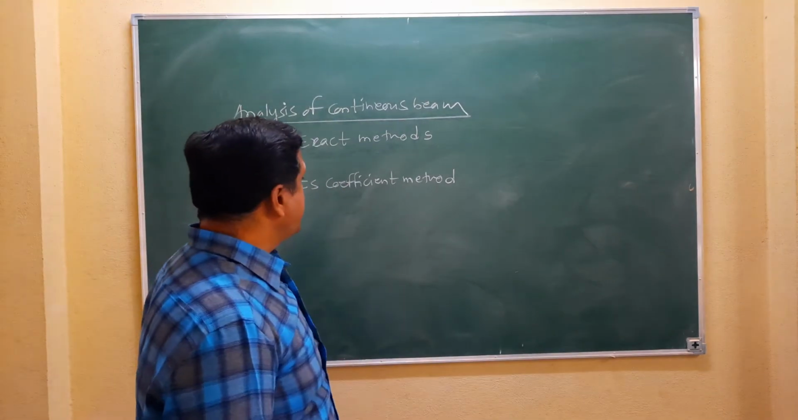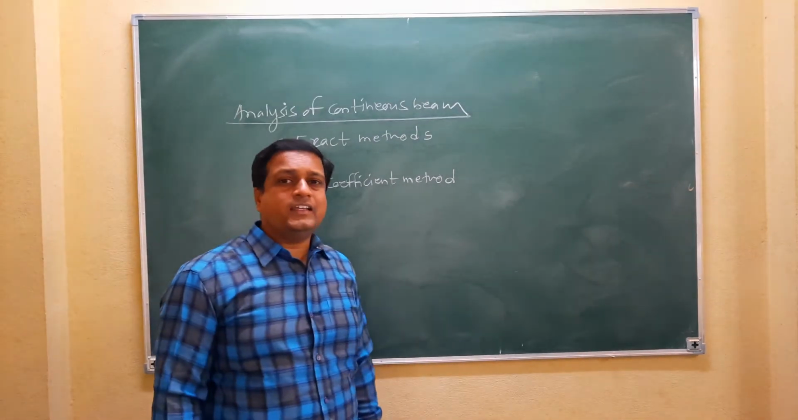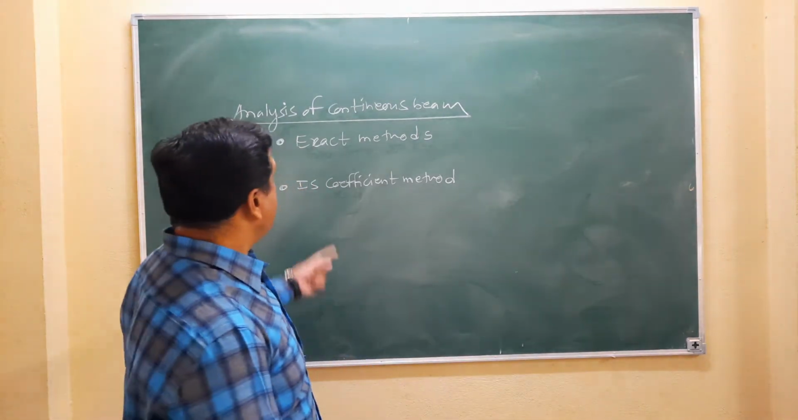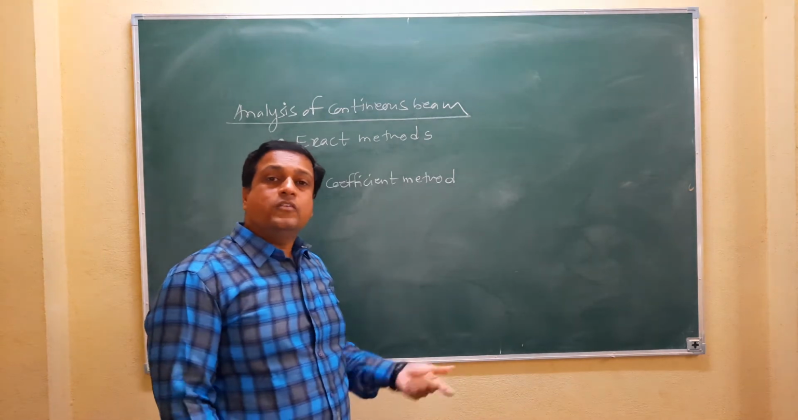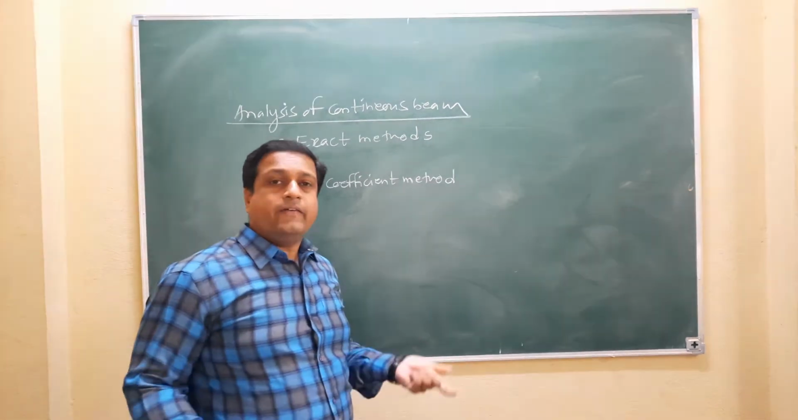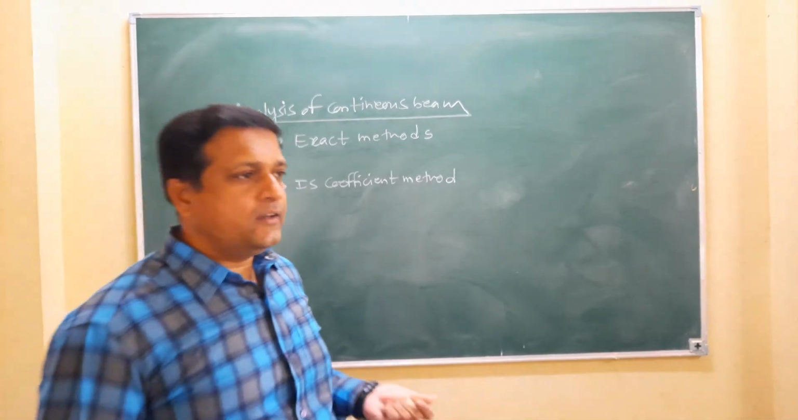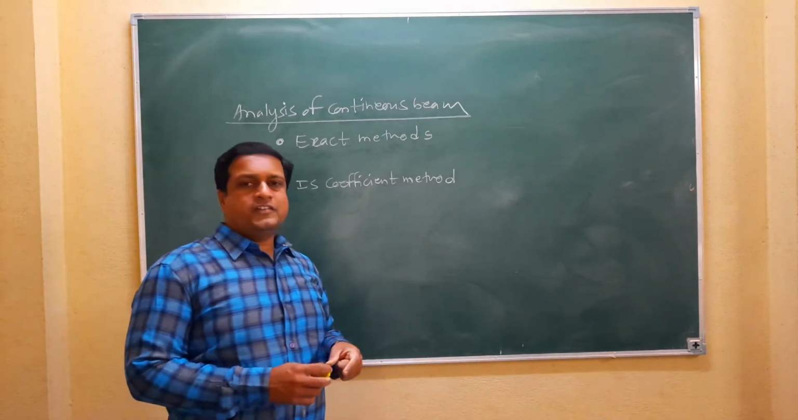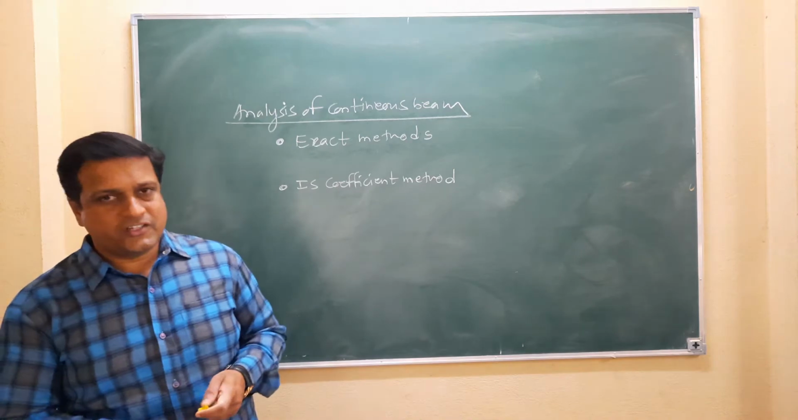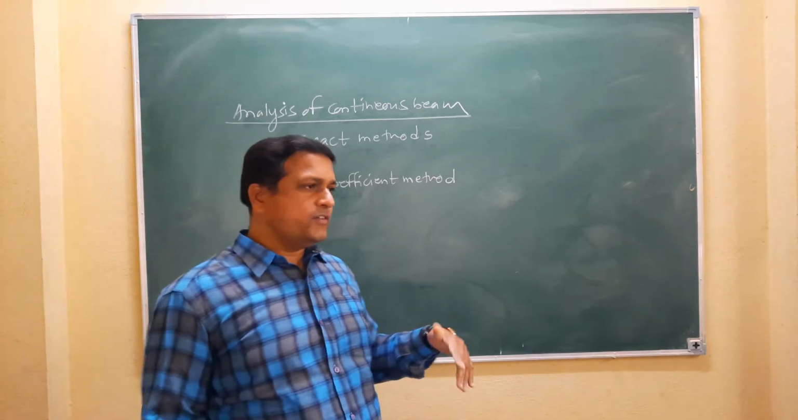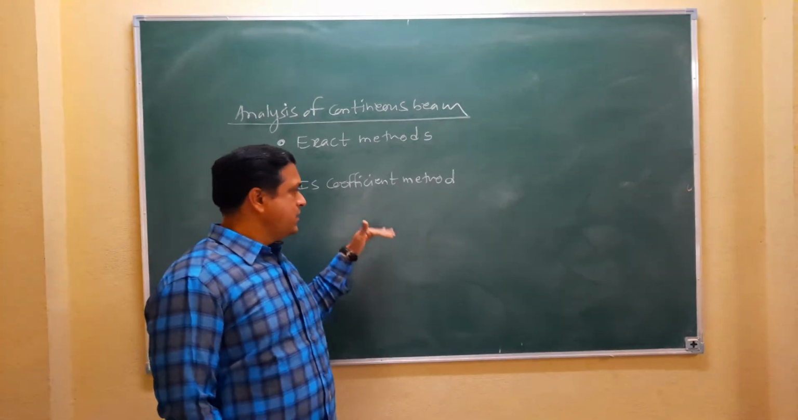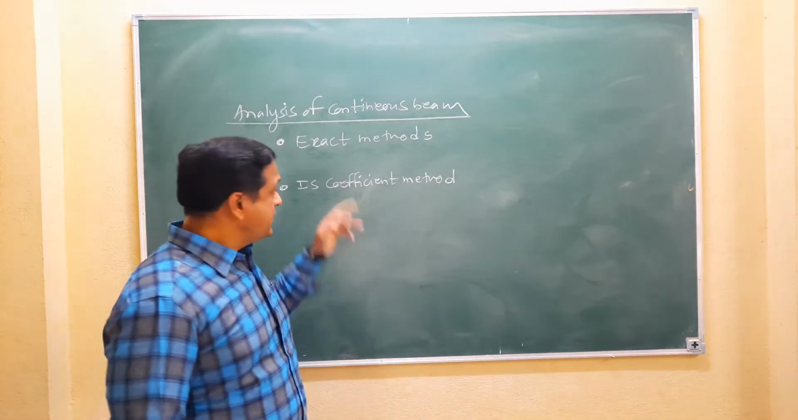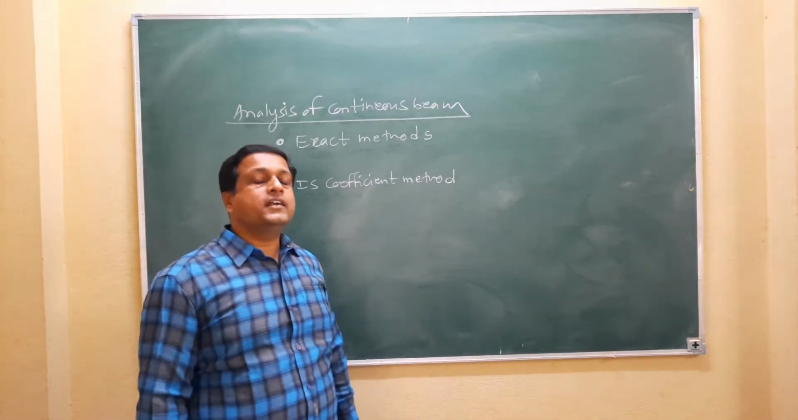Now, if the IS code method is available in IS 456, then what is the importance of the exact method? Why do we have to study the exact method? Because the IS coefficient method has so many restrictions. As per IS 456, it has some conditions. If those conditions are satisfied, then you can use the IS code method.